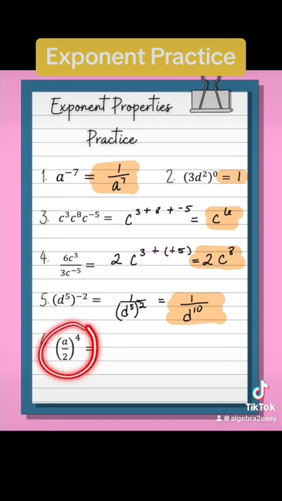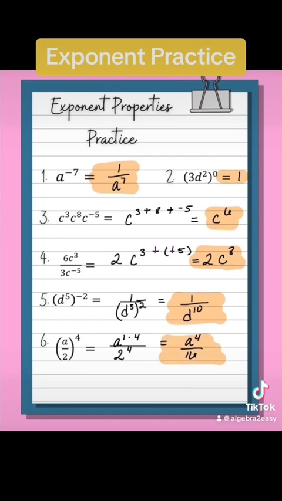Let's take a look at number 6. Again, we have another problem where it's being raised to a power. So we're going to have a to the, let's see, that a has a power of 1, so 1 times 4. But you also need to raise the denominator to the 4th power. So now we can clean this up. That becomes a to the 4th over 2 to the 4th, which is 16. And there's our final answer.